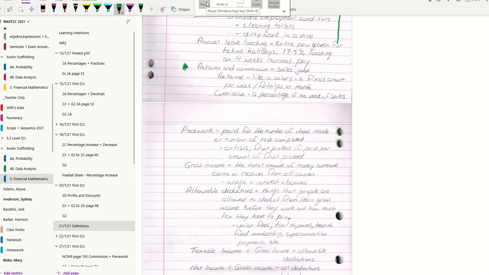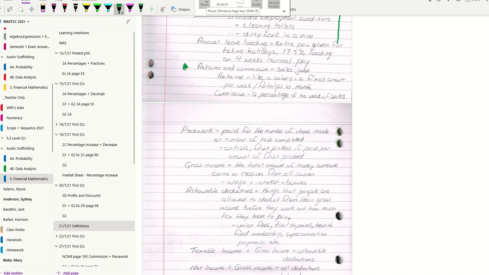They get paid a small percentage of every sale they make. And so that's called a commission. A commission is a percentage of the value of their sales. And so the amount that will be paid each week will be the retainer plus their commission.